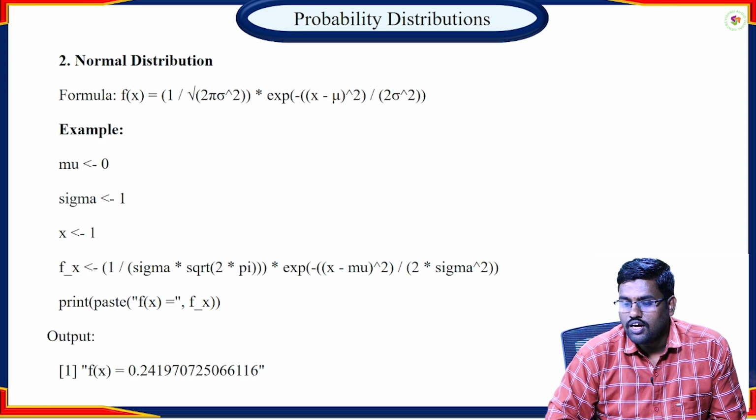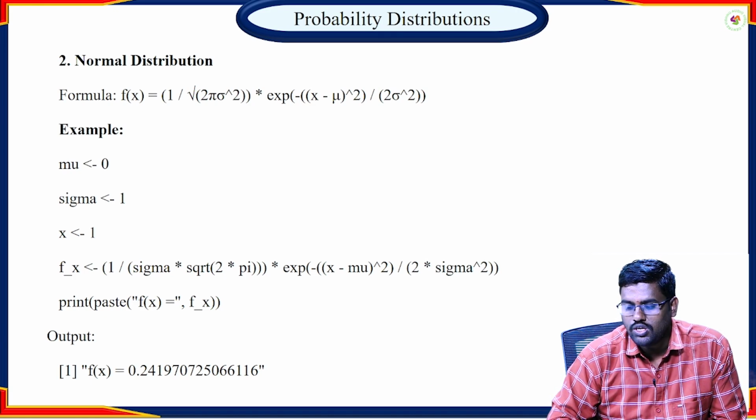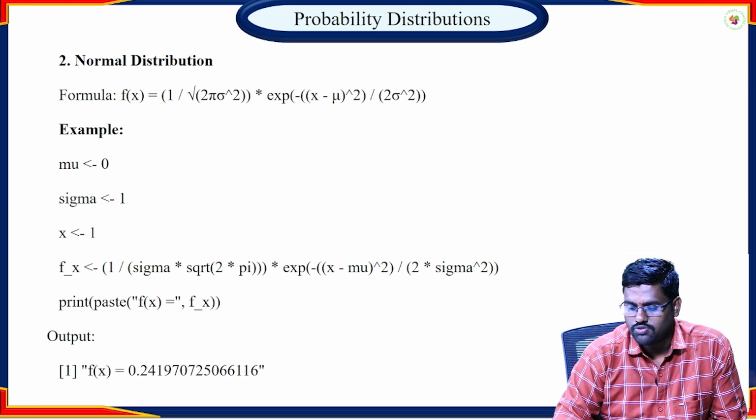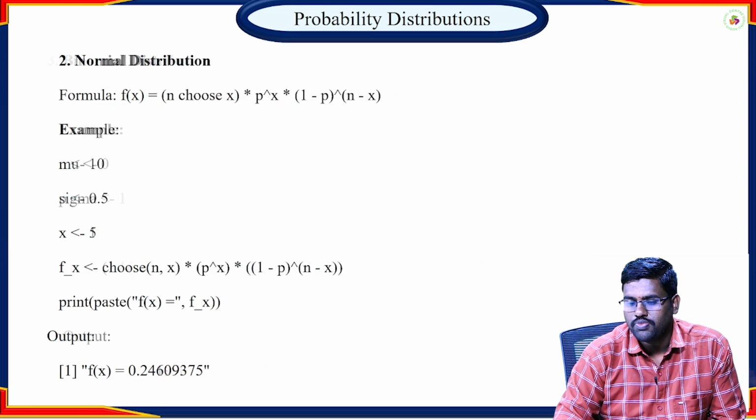1 by square root of 2 pi sigma power 2, multiplied by exponential power. Pi is our value 3.14, sigma means standard deviation, x is our value and mu means the mean value, divided by 2 sigma power 2. You substitute the given values in the formula to get the value 0.24. So that is about normal distribution.